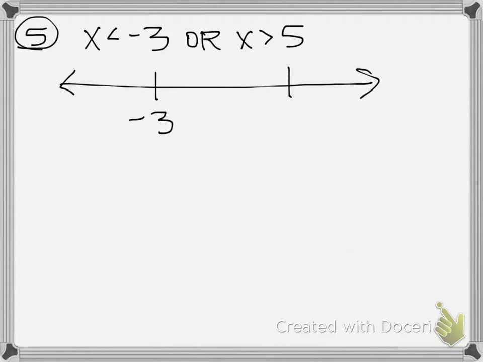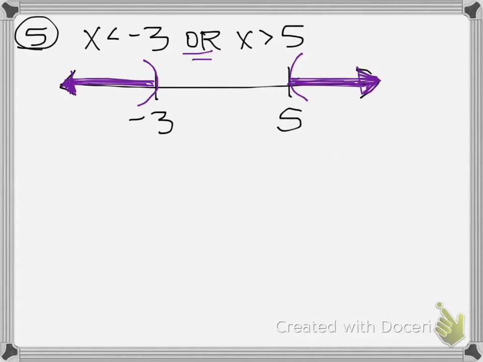So we need less than -3. So less than -3 would be an open parenthesis facing left, and we would shade left because we want less than -3. And then greater than 5 would be an open parenthesis going to the right and shaded to the right. Now that word or is really important because you can be either less than -3 or greater than 5. Okay, you can't be both.